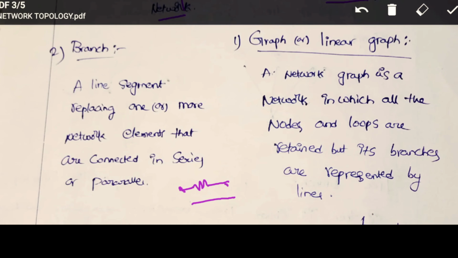It is the branch R1 that is connected. A line segment replacing one or more network elements that are connected in series or parallel is known as a branch. Between two nodes a branch will be there, that we have to remember. The number of nodes required for one resistor is 2 nodes, 1 and 2.